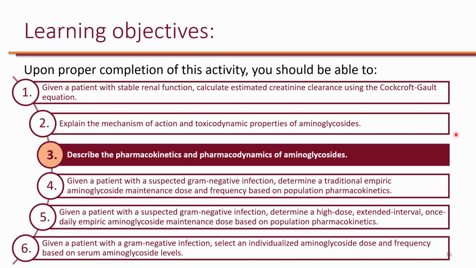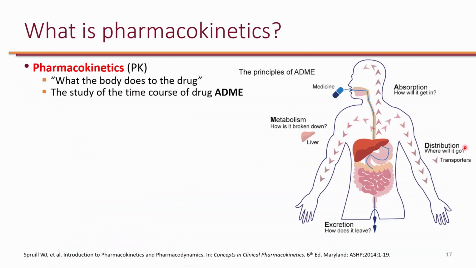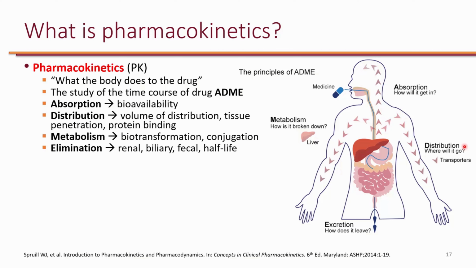Now, the next learning objective is describe the pharmacokinetics and pharmacodynamics of aminoglycosides. Let's review what pharmacokinetics means. Traditionally, pharmacokinetics is known as what the body does to the drug. It basically involves ADME: absorption, distribution, metabolism, and elimination. It's important to consider absorption so we know the bioavailability of drugs.